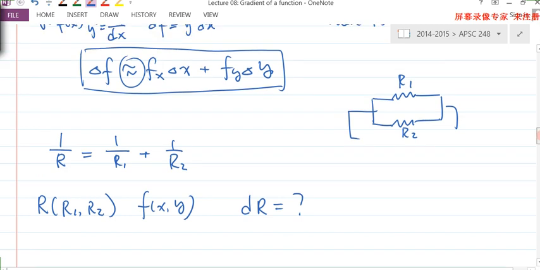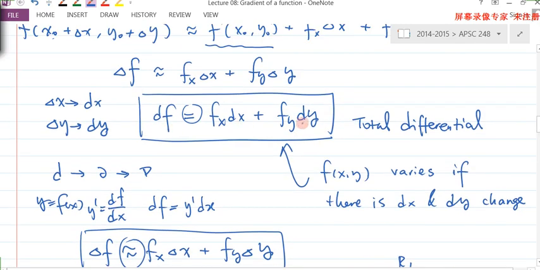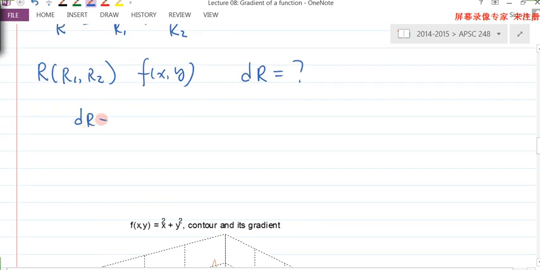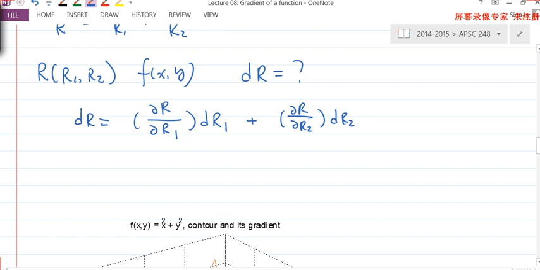Get back to the formula for the total differential. What do we need to calculate to obtain the expression? I don't need to calculate dx or dy here. All I need to calculate is partial f over partial x, partial f over partial y. So we know that dR equals partial R over partial R1 times dR1, plus partial R over partial R2 times dR2. That's the total differential. You don't need to calculate dR1 and dR2 since they're just part of the formula, but you do need to calculate the partial derivatives.